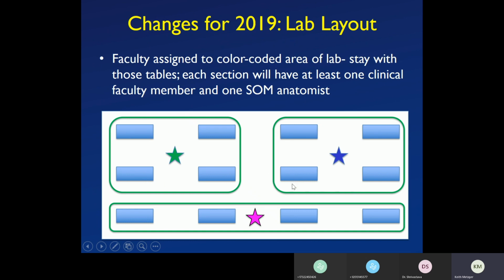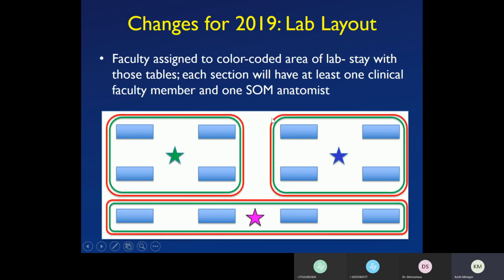Fortunately, we have enough clinical faculty and enough core anatomy faculty that we can also have one of our anatomy faculty in that same area. So our goal, and we may have a few days where we have to modify this, is to have each region covered by both a clinical faculty member and a School of Medicine anatomist. Okay, and we'll give you a little name tag that has a colored star on it or a colored circle so you know exactly where you're supposed to be.